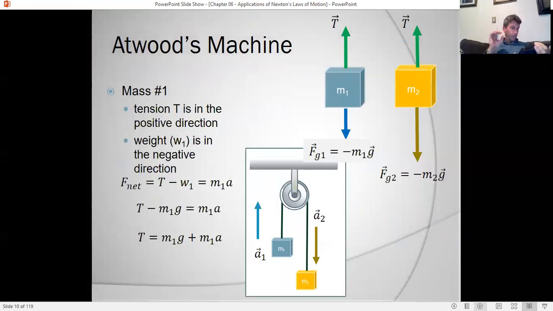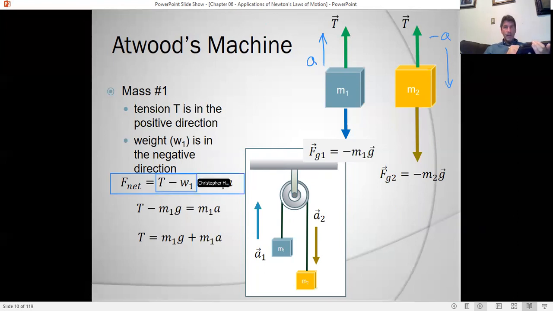All right. Again, mass 1's going up, so its acceleration is going to be upward. Mass 2 is going down, so its acceleration is going to be downward. And I've got to be careful about that when I incorporate that into the equation. So for mass 1, sum of the forces, F equals ma. Tension up, weight down, M1A, that's equal to the sum of forces.